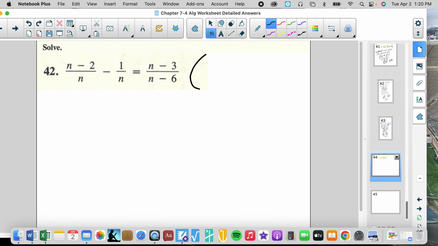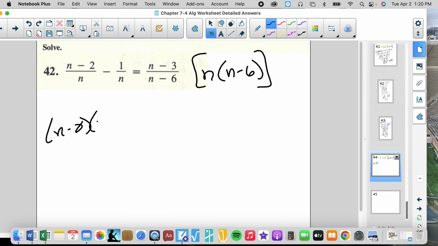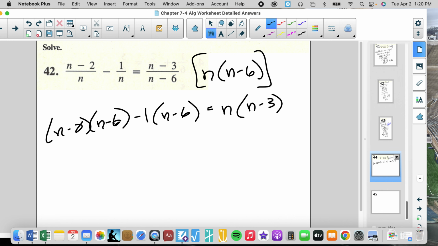Okay, not hard. n times the quantity n minus 6. I like braces. The n's are going to cancel. You're left with n minus 2, n minus 6. The n's will cancel again. You're left with -1 times n minus 6. The n minus 6 will cancel, and you're left with n times the quantity n minus 3. That's n squared minus 8n plus 12 minus n plus 6 equals n squared minus 3n.